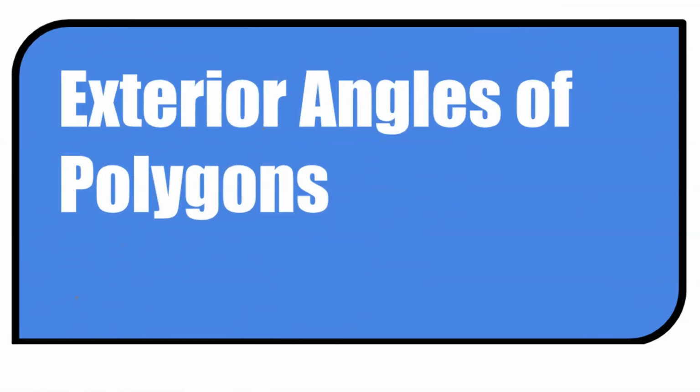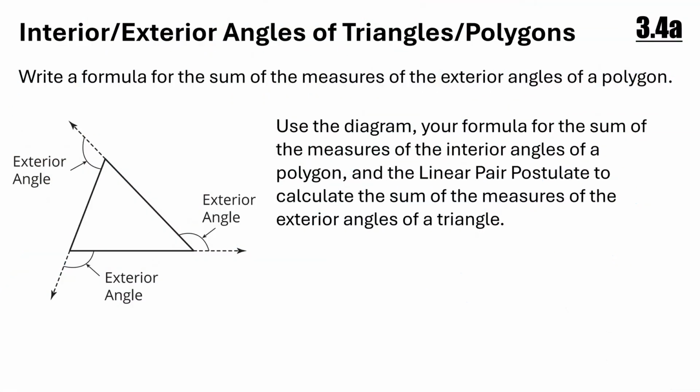This lesson will be about the exterior angles of polygons. This problem asks to write a formula for the sum of the measures of the exterior angles of a polygon. The figure shows a triangle. In each triangle, there are three exterior angles. Each exterior angle forms a linear pair with the angle interior to it.